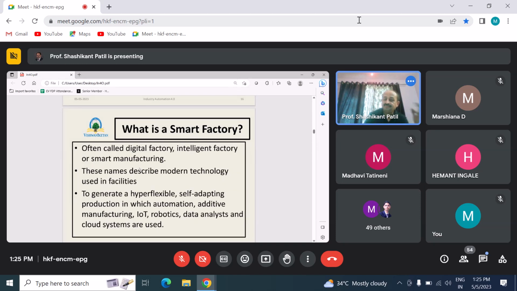Okay. But I already told you about intelligent systems, so let us discuss what is a smart factory. It is often called a digital factory, or rather we can say intelligent factory or smart manufacturing. And these names describe modern technology used in facilities. With the help of smart factories, we are generating hyper flexible, self-adapting production in which automation, additive manufacturing, IoT, robotics, data analysis, and cloud systems are used.